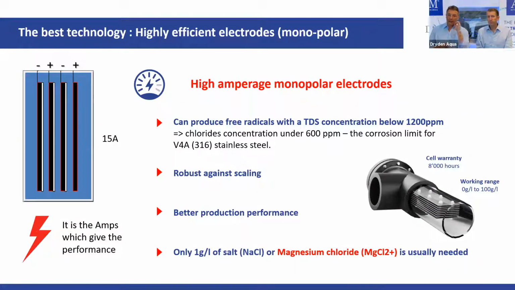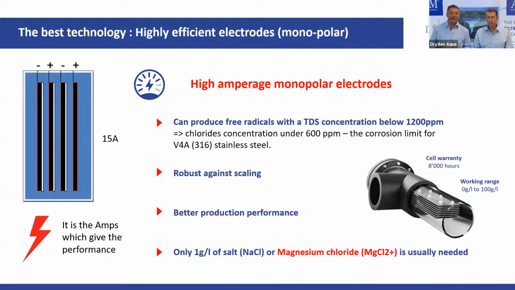When they did it, they found out two things. With the monopolar cells, you can work with a much higher amperage. So 15 amps, it's low voltage, high amperage. And it's really the amps who split. That's the strength, yeah. These are the numbers of electrons which are flowing. It's really the amps who are doing the job.